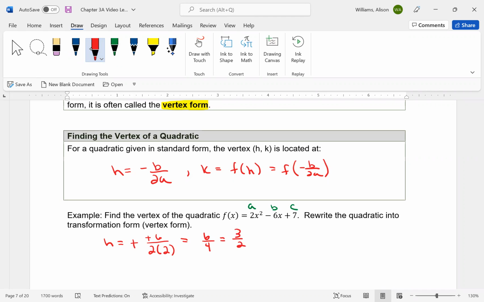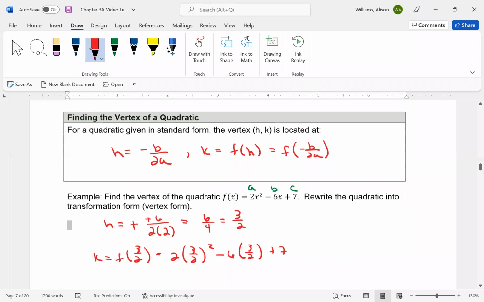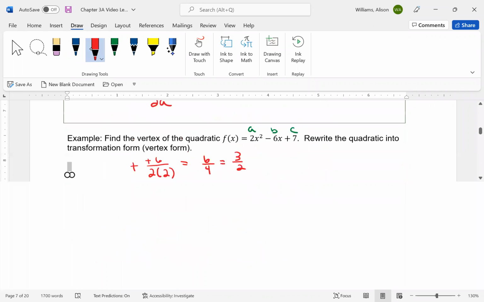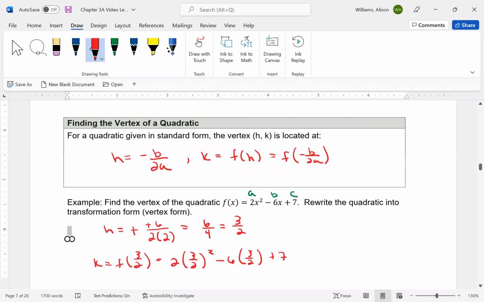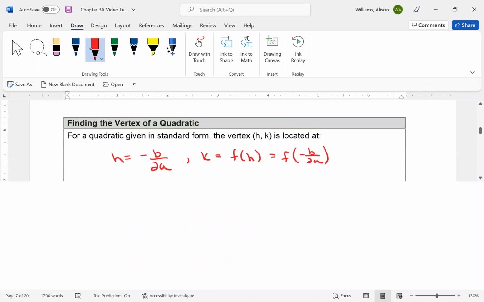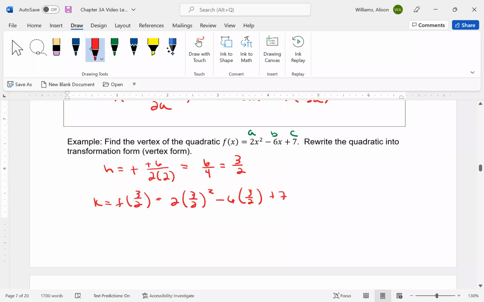So that is the x coordinate of the vertex. To find the y coordinate, the k, I'm going to plug 3/2 in for x. So 2 times 3/2 squared minus 6 times 3/2 plus 7. And I encourage you, if you haven't learned how to do fractions on your calculator, learn how to do fractions on your calculator. That's going to make your life a little bit easier in plugging this in.